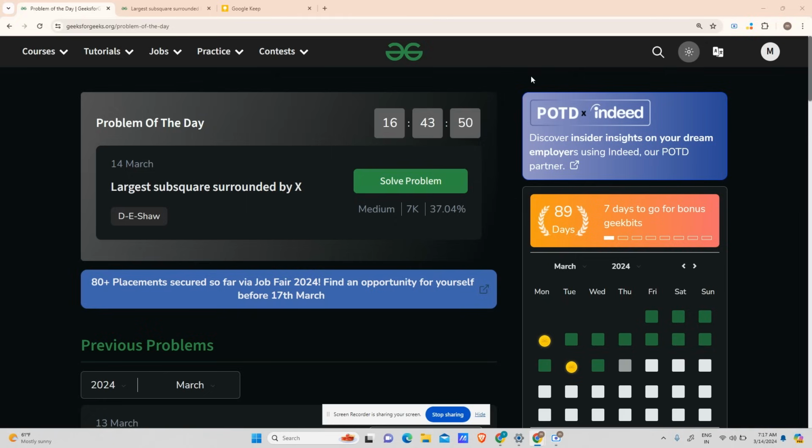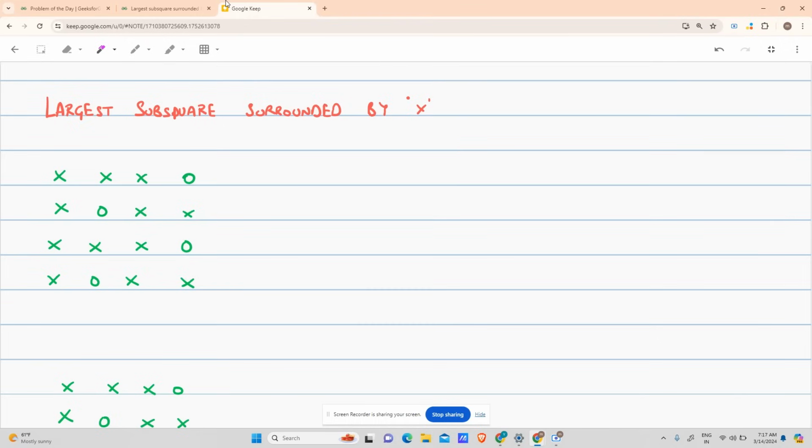And today we will be solving yet another problem of POTD. So today's problem is largest subsquare surrounded by X. So without wasting any further time, let's see what the problem says.